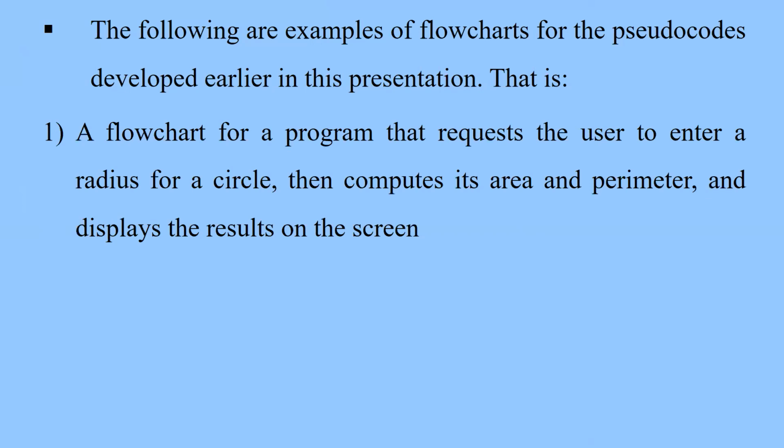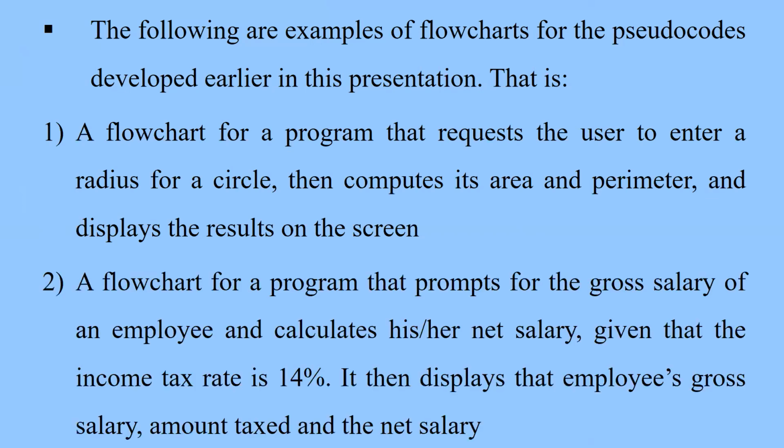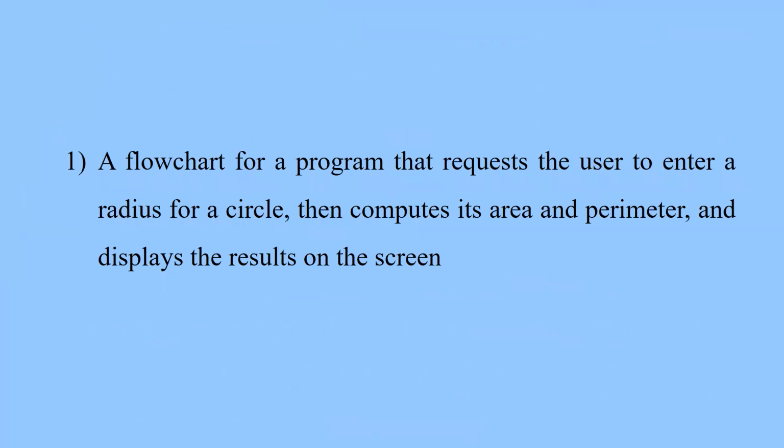And therefore, my first flowchart is a flowchart for a program that requests the user to enter the radius of a circle, then computes its area and perimeter and displays the results on the screen. The second one is a flowchart for a program that prompts for the gross salary of an employee and calculates his or her net salary, given that the income tax rate is 14%. It then displays that employee's gross salary, the amount taxed, and the net salary. So we begin with the flowchart that requests the user to enter the radius of a circle, then computes its area and perimeter, and displays the results on the screen.